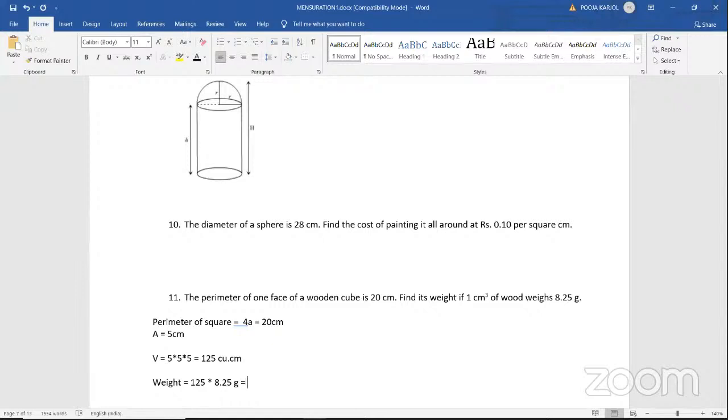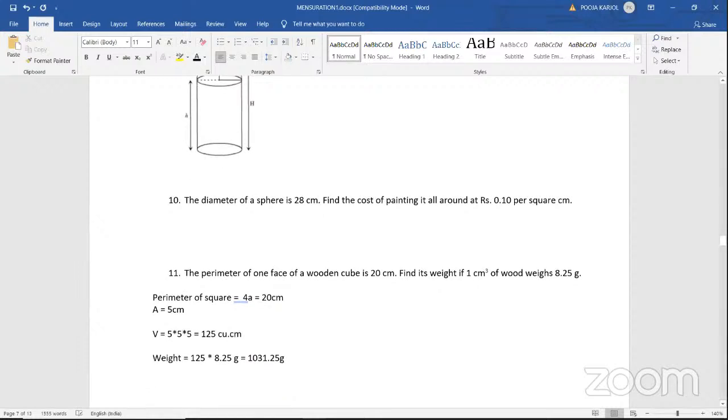You can convert 1 liter into weight. Okay, it happens. 1 liter into cubic centimeter, all kinds of them. So you'll get 1031.25 grams. Okay, so I'll take it as 1.03 kgs. Understood?